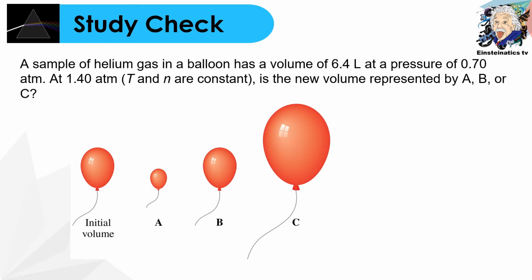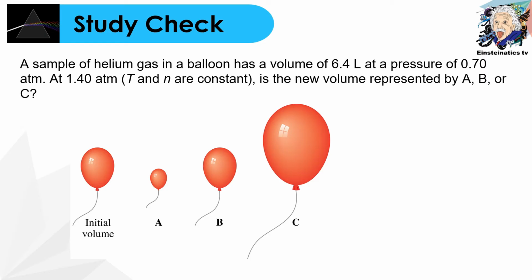Suppose helium gas in a balloon has a volume of 6.4 liters at a pressure of 0.70 atmosphere. What if its pressure is changed to 1.40 atmosphere? Ano kaya yung magiging itsura ng balloon? Is it A, B, or C?